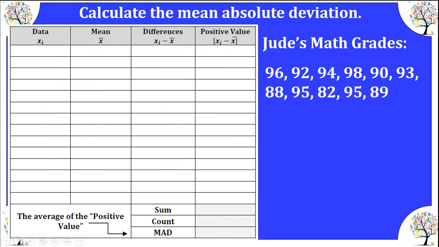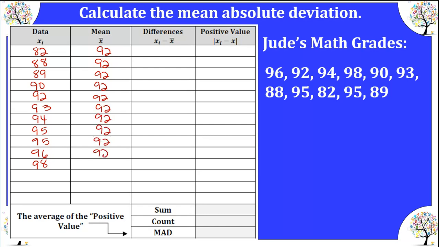So let's compare that to the math grades, which we know were a little bit more consistent. So this MAD should be smaller. Again, we're going to arrange our numbers and list the data points. And then we're going to list the average of those data points, which was an average of 92. Again, you need to make sure you're nice and neat and organized with this process.